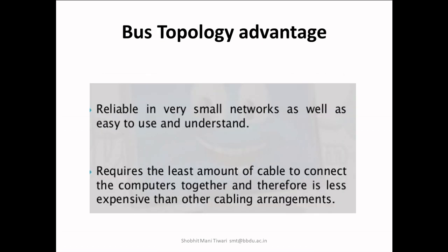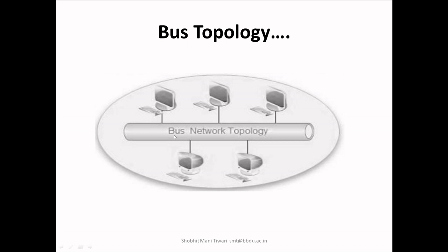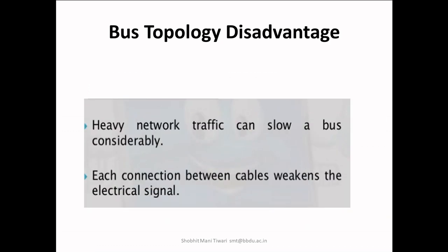Now come to the advantages. It is reliable in a very small network and easy to use and understand. It requires the least amount of cable to connect the computers together, and hence is less expensive than other cabling arrangements. This is an important point because many devices can be connected to this bus or backbone through this particular line, and hence the cabling cost will be very much lesser. Now come to the disadvantages.